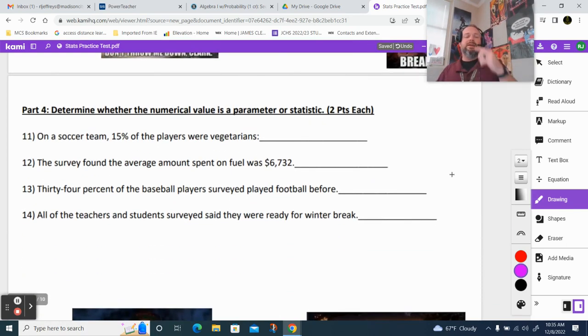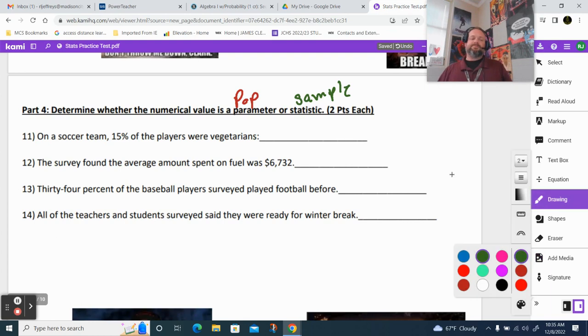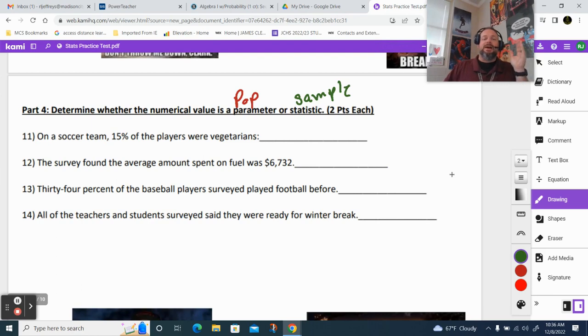Remember, if it's a parameter, it talks about the population. If it's a statistic, it talks about the sample. So, number 11, on a soccer team, 15% of the players are vegetarians. Is that talking about all the soccer team or just part of it? Part of it. This is a statistic because it's talking about the sample.